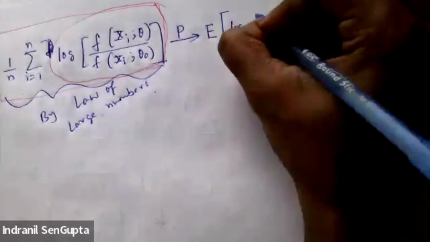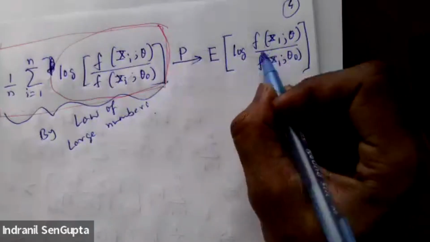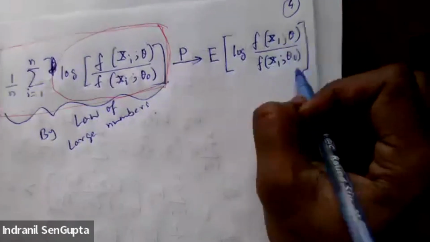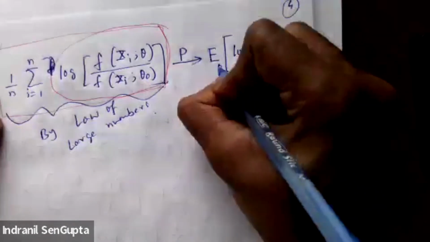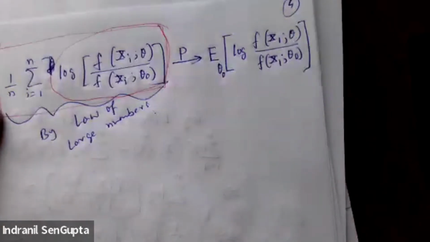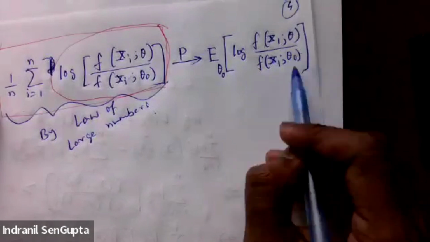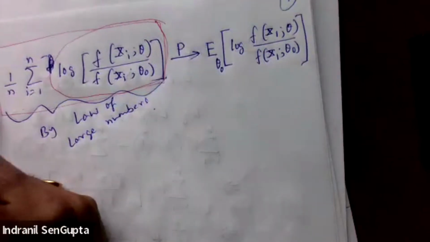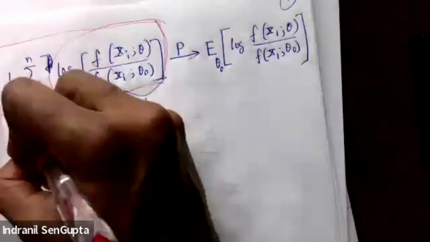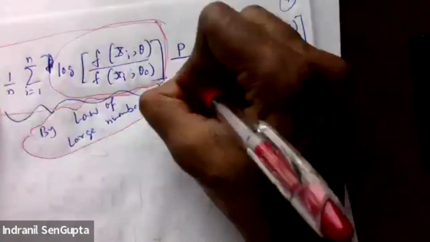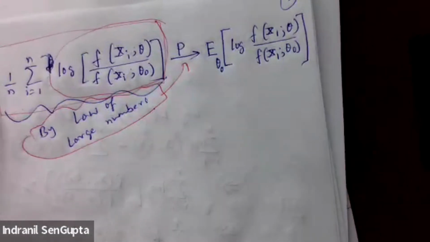And since we have various random variables with different parameter values, I'll specify here that I'm taking the expectation with respect to theta 0. That means when I take the expectation, my PDF is given by this one. So this is something we get by the law of large numbers.